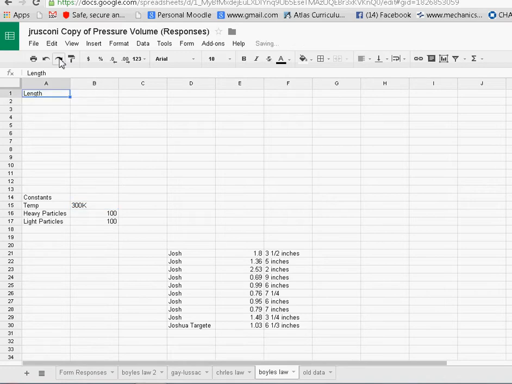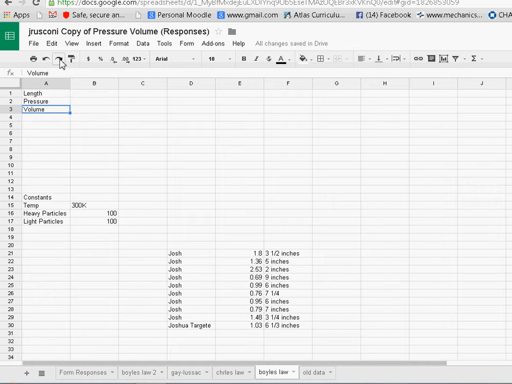We have length, which was measured in actually not inches but centimeters, so that label is wrong. Pressure was measured in atmospheres. For this first one, you got a pressure of 1.8 atmospheres at 3.28 inches. And then finally, we need to calculate volume. Length is not volume. Volume, in this case, because I'm going to assume it was a square container, was length times width times height. So that length is not really accurate, that's only the length.